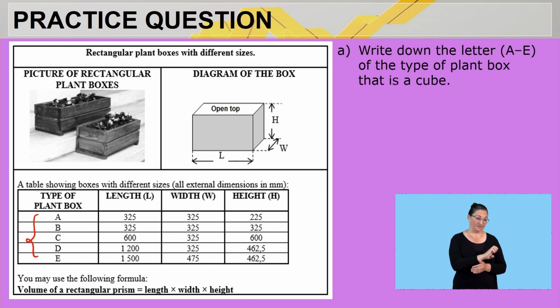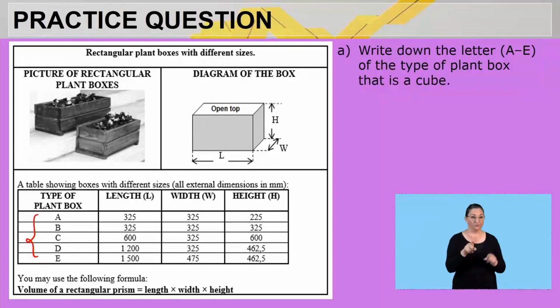So remember when we refer to a cube, we know that all the dimensions should be the same. So looking at this, plant type box A is 325 by 325 by 225. We agree it's definitely not that one. That's not a cube, we agree. I'm moving now to box number B. 325 by 325 by 325. I'm sure you'll agree that that is indeed a cube. Guys, are we clear? Let's double check the others.